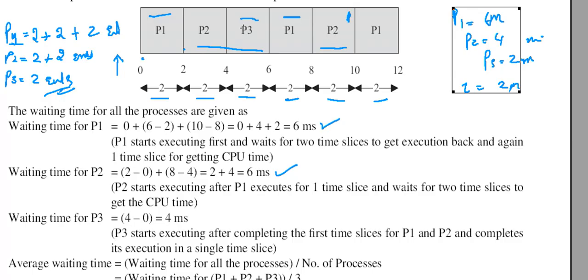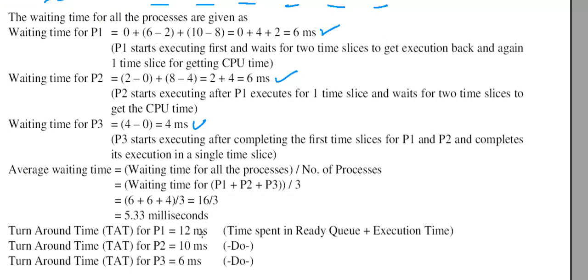What is the waiting time for P3? P3 is only a 2 millisecond job, it ends here only. But it waited 1 slice and 2 slices. So it is 4 milliseconds. And calculate the average waiting time. Add 6 milliseconds of P1 waiting time, 6 milliseconds of P2, and P3 waiting time is 4. So add these 3 and divide by 3. That is 5.33, the average waiting time in the round robin algorithm.